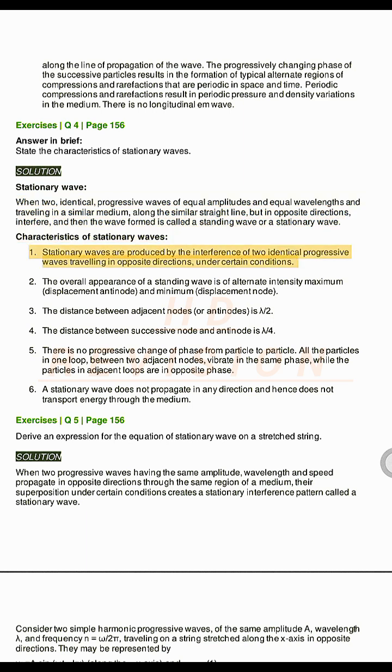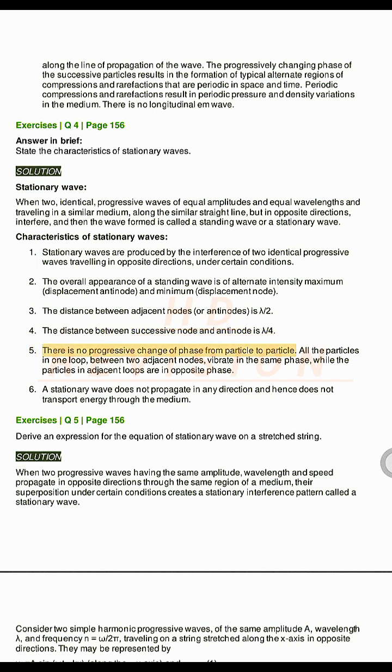1. Stationary waves are produced by the interference of two identical progressive waves traveling in opposite directions, under certain conditions. 2. The overall appearance of a standing wave is of alternate maximum displacement, antinode, and minimum displacement, node. 3. The distance between adjacent nodes, or antinodes, is lambda/2. 4. The distance between successive node and antinode is lambda/4.